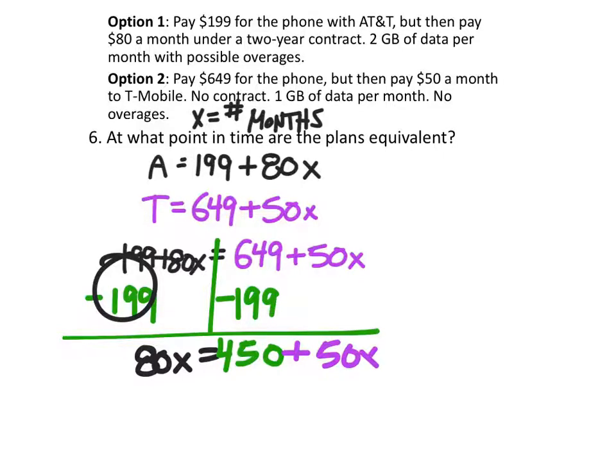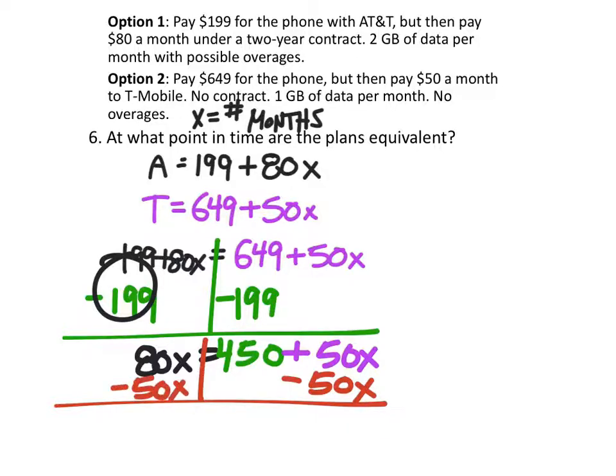So again, I chose to put the x's on the left, so that plus 50x there in purple, that's not really where that should be. I don't want any x's on the right side of the equals. So I need to zero that out as well, just subtract 50x. But again, if I do it to one side, by the principles of equality, I've got to do it to both sides. So that zeroes that out, and 80x's minus 50x's would be 30x's. And this should equal now 450.